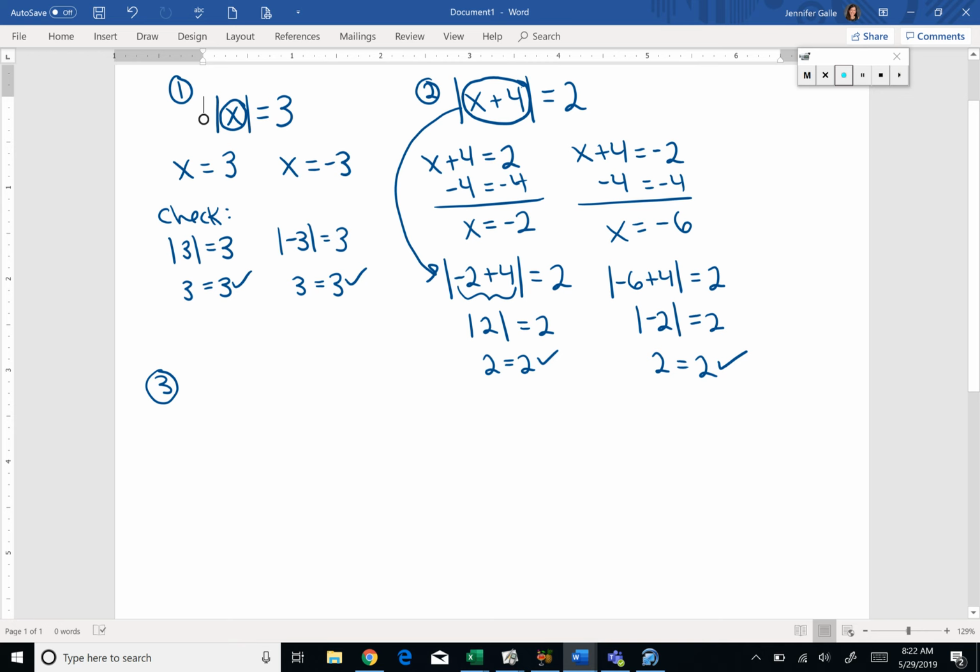All right, so let's go with absolute value of x minus 3 equals, let's go with negative 1. See what you can do for this one. I want to give you a chance first. You guys did have a lot of opportunity yesterday to practice these, so let's see what you've got.